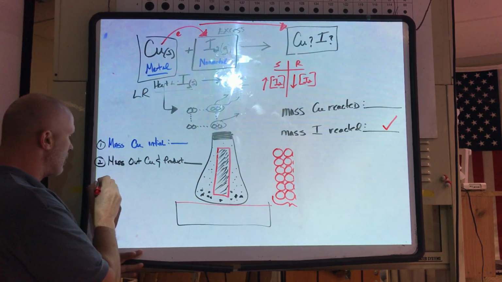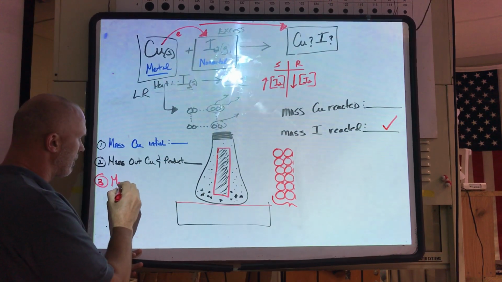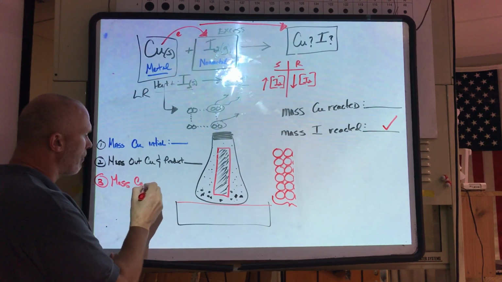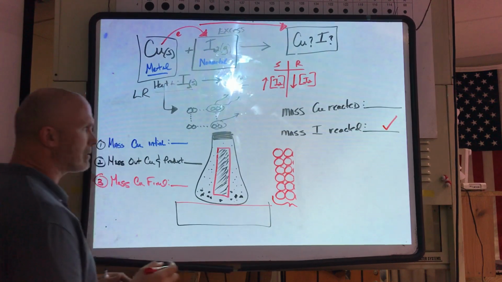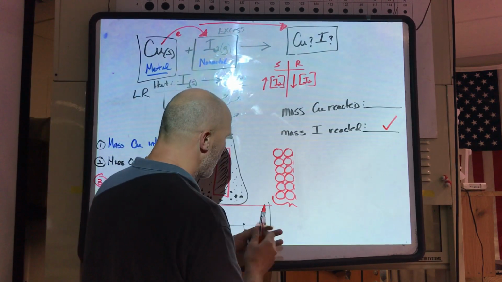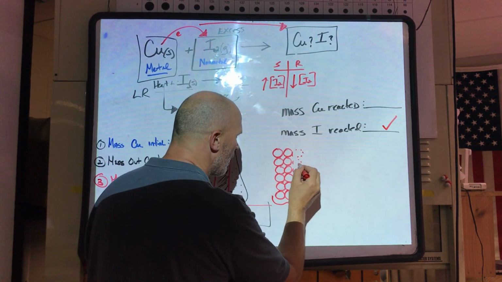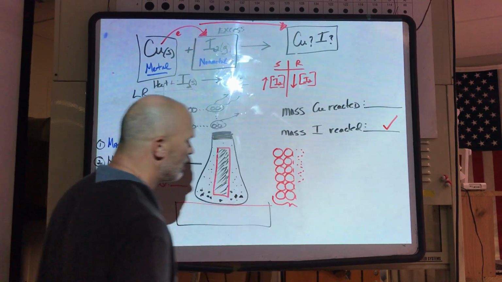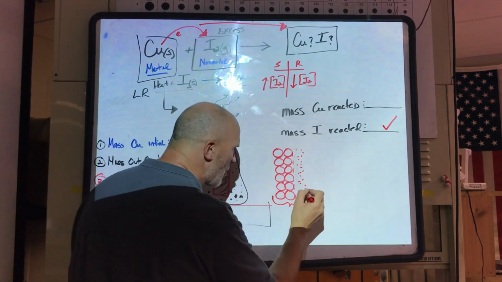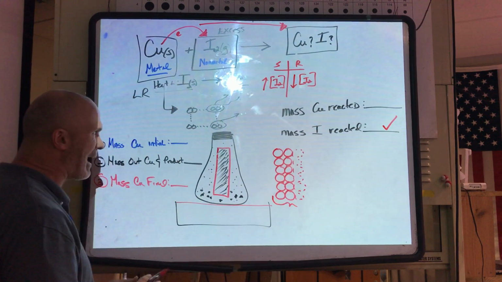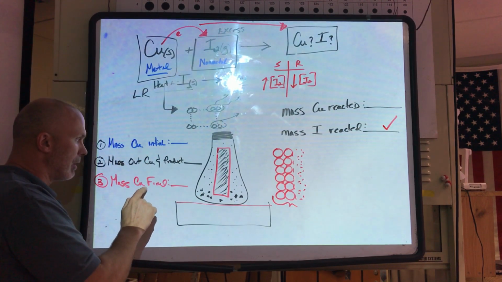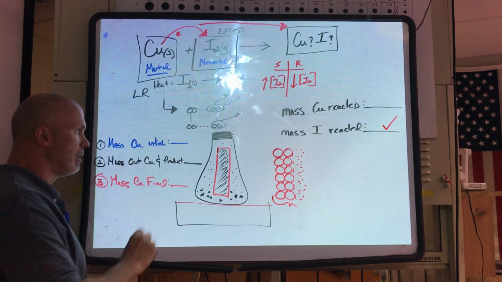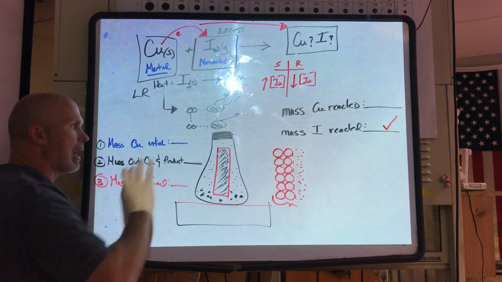And now what do we do with the mass of the copper final? And how do we get the copper reacted? Well, the copper that was here is in the compound. So there was copper here, right, when we started? Now it's missing. That's the copper reacted. So, these two, subtract this from this value, and you're going to get the mass of the copper reacted.